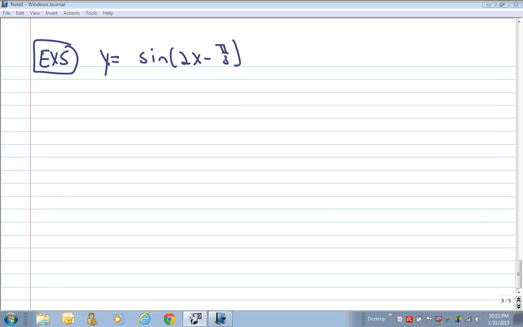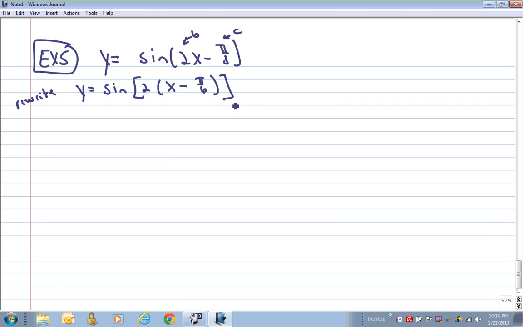Okay, example 5. We have y equals sine of 2x minus pi over 3. We need to rewrite, factoring out our 2. So we get y equals sine, bracket 2, x minus, and then there would be, this is actually your b value, and this is actually your c value, and it would be c divided by b, or c times 1 over b, which would be 1 over 2. 3 times 2 is 6, so it would be minus pi over 6.